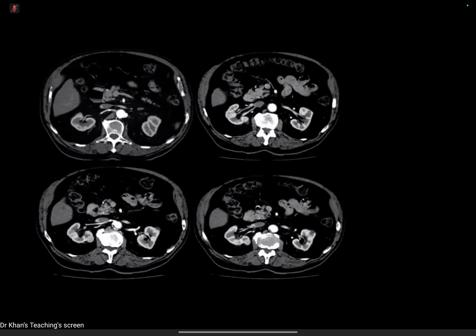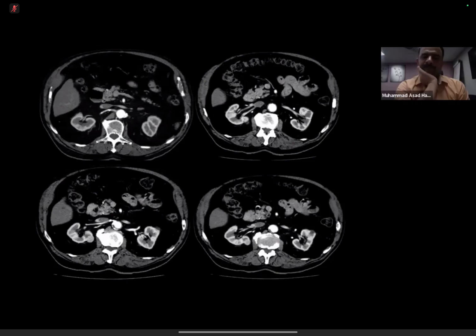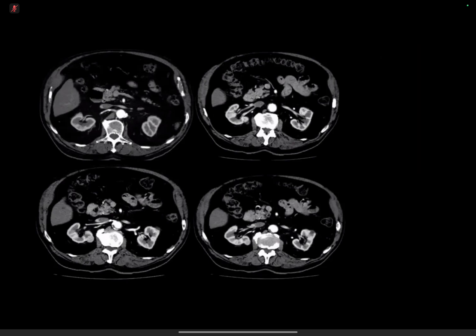Okay, these are selected CT axial cuts of the abdomen in the arterial phase. Good. I can see evidence of atherosclerotic changes in the abdominal aorta, but it's of normal caliber. You can see both kidneys are enhancing well, but I can see an enhancing mass in the right lower kidney medially.